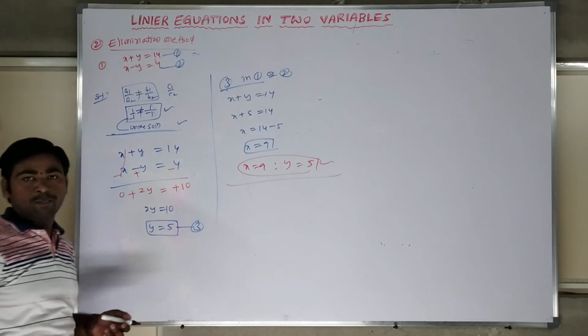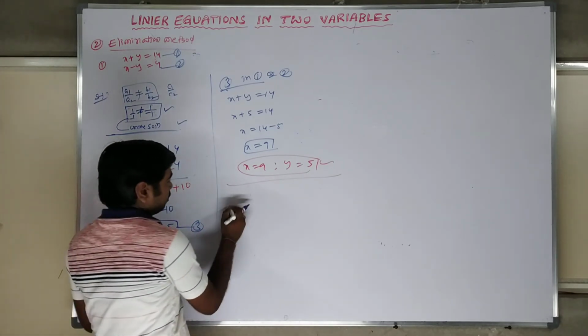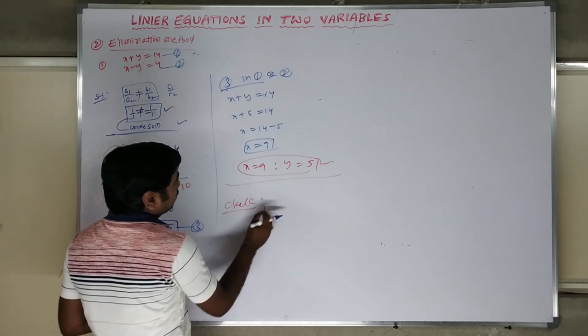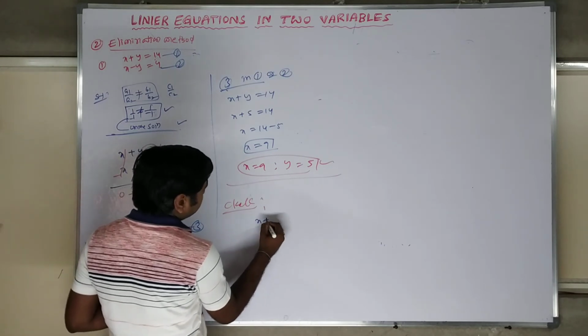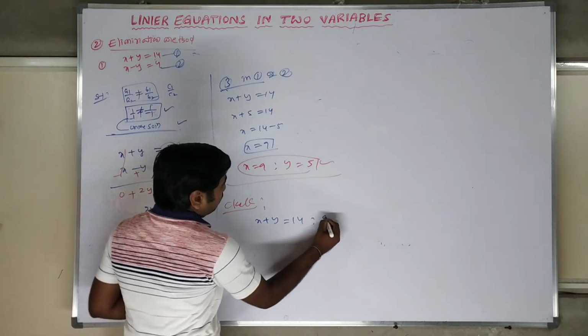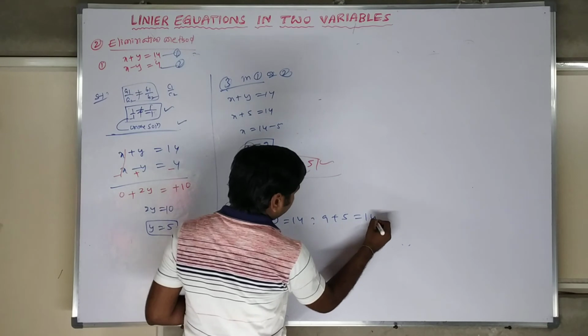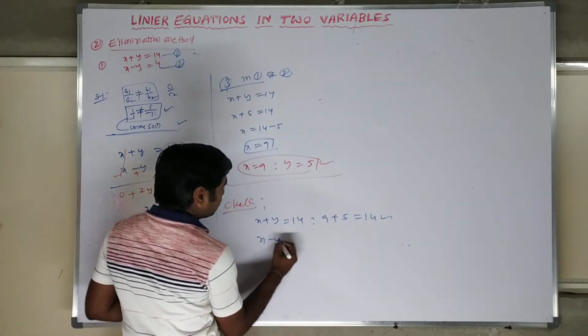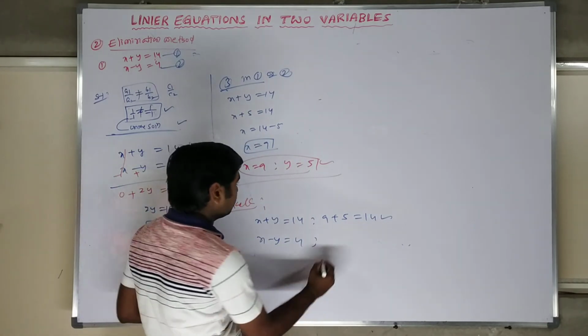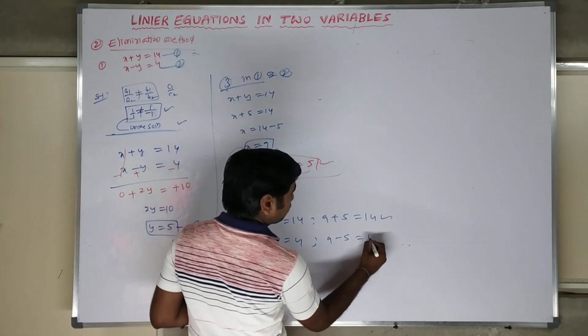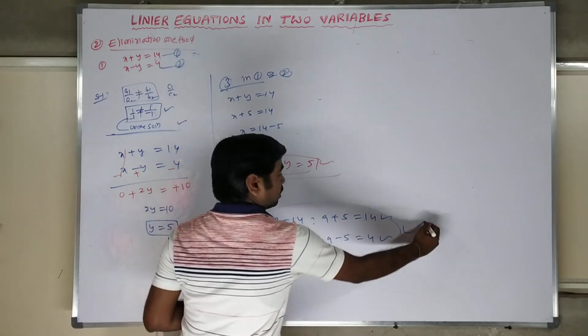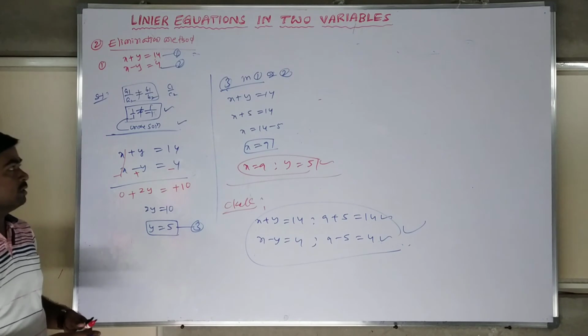This is the solution. If you want to check, you can check it out. You have check solution also there. Take the first equation, x plus y is equal to 14. So 9 plus 5 is equal to 14. It's sufficient. Second equation, x minus y is equal to 4. 9 minus 5 is equal to 4. So both are also same. Your answers are correct. This is the way you can do it.